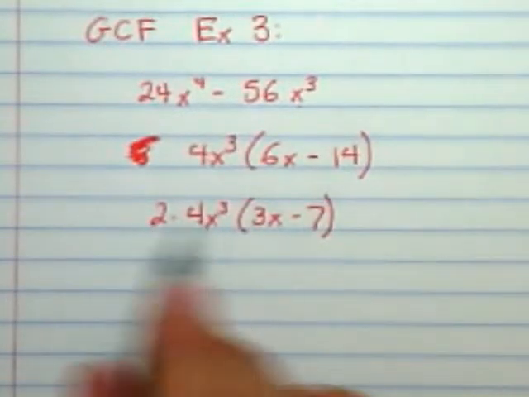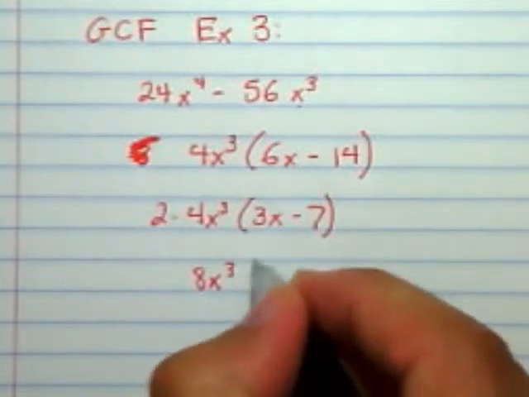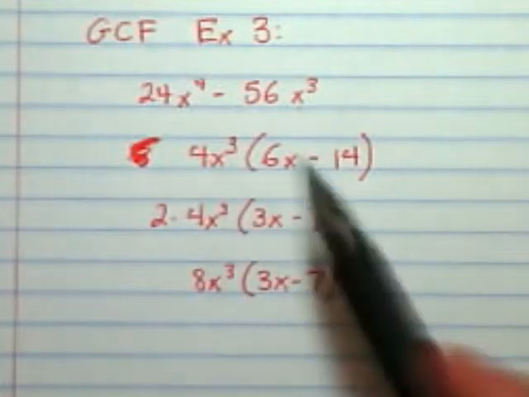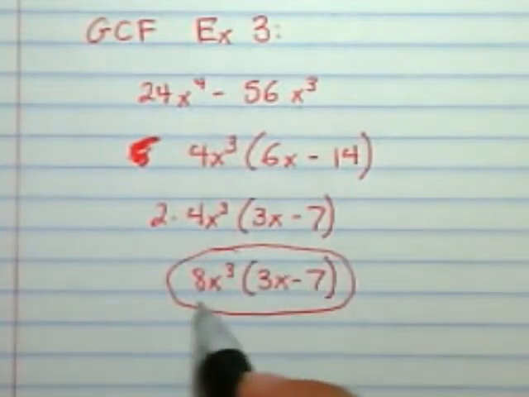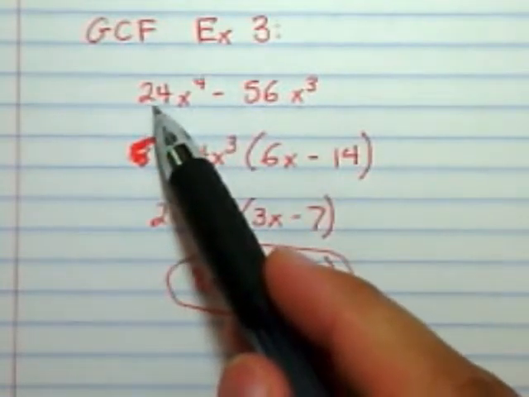We need to multiply on the outside here, so 8x to the third, 3x minus 7. So what does this really tell us? This is going to be our final answer. But what does it tell us? In the beginning, our greatest common factor was actually 8.